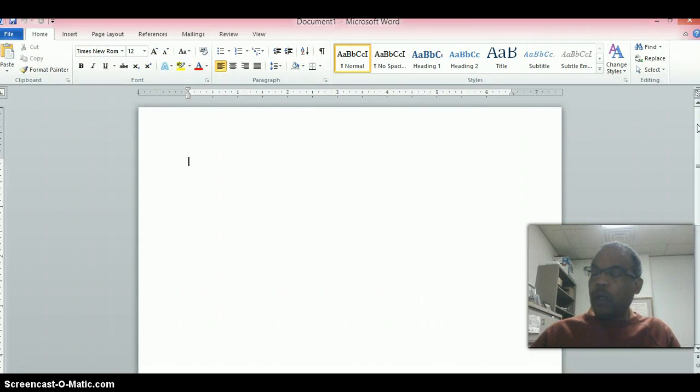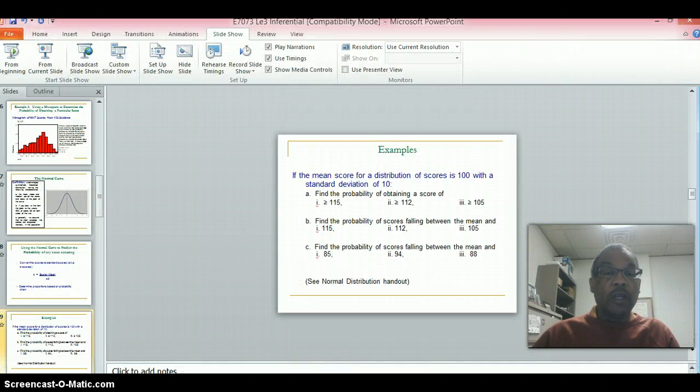Hello everyone. On this second slide presentation, we are going to talk about ways in which we can apply information we know about the normal curve. So, in preparation for this lesson, you will need a number of things. First of all, you will need your notes. You will want to go to page 3, section B.